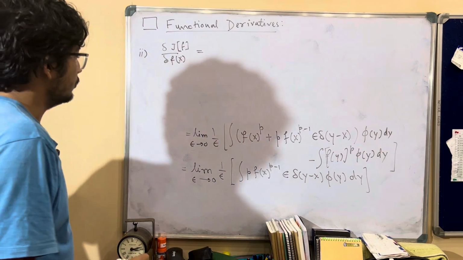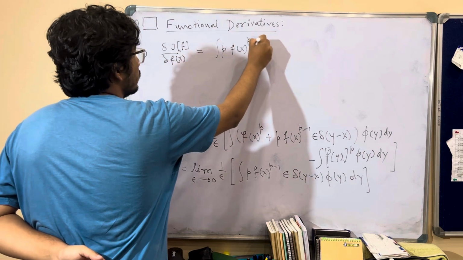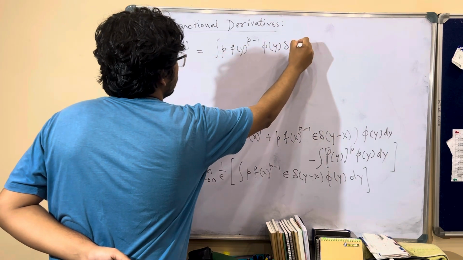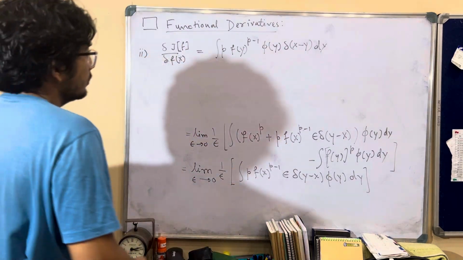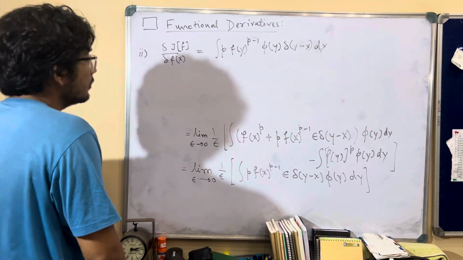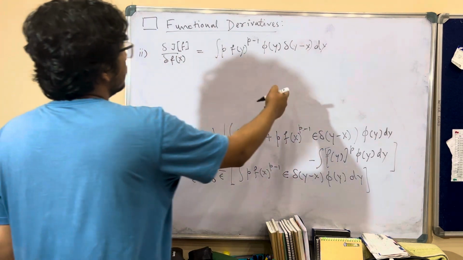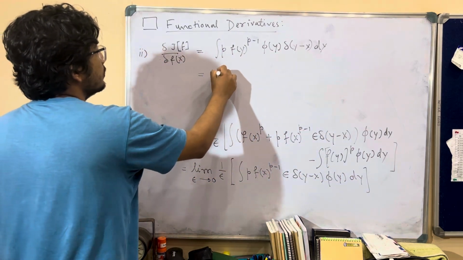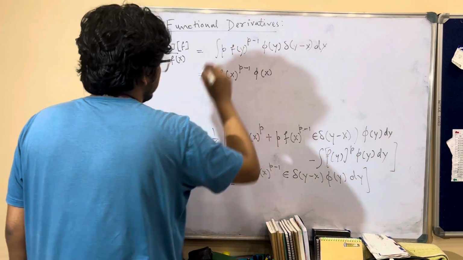So this will be exactly equal to the integral of this thing. Oh, I have written y minus x here. Okay, so it doesn't matter. Again, from the properties of delta functions, assuming that x is inside the limit of this integral, we will have the answer, this thing.